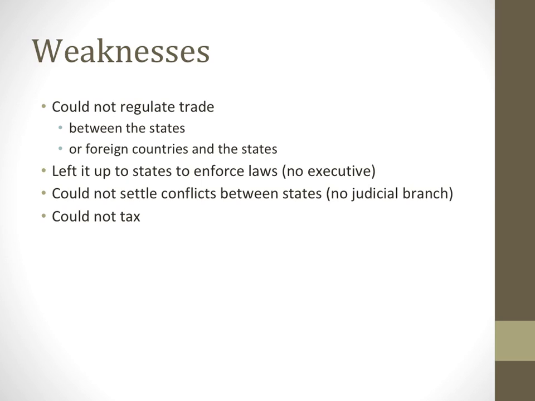Another big weakness is it left it up to the states to enforce laws. There was no executive branch, and the executive branch's job is traditionally to enforce laws, and without that, there's nobody to enforce it. So Congress can pass a law, but there's nobody to make it happen. In theory, the states would want to, because it was their representatives that passed the law, so the states would then go along with it. But of course, the people that chose to pass the law in the Continental Congress aren't the same people that run the state. So there could be disagreement, and therefore states would not necessarily actually enforce laws.